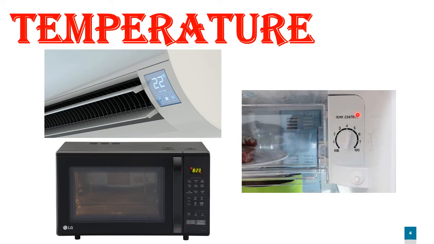Similarly, in a fridge, we have a temperature control. So this is the minimum and this is the maximum. During summer, we can have it towards the maximum. During winter, we can reduce it, isn't it? So we set temperature in electronic devices like air conditioners, fridge, etc.